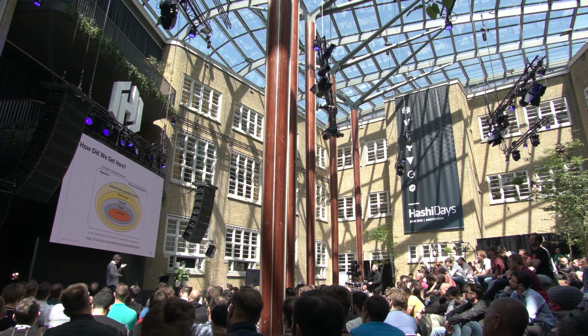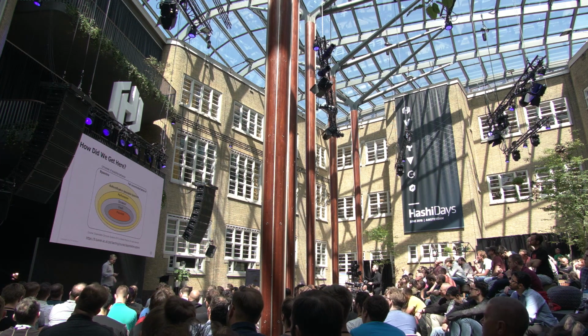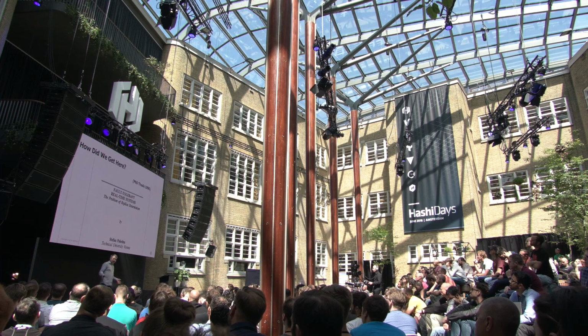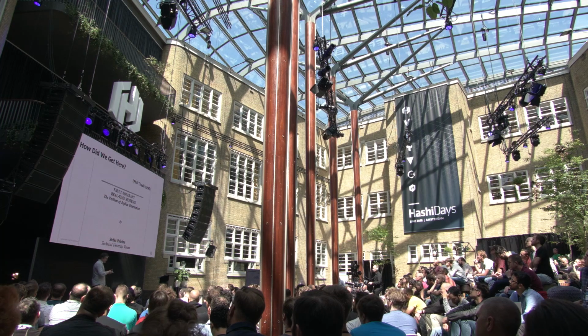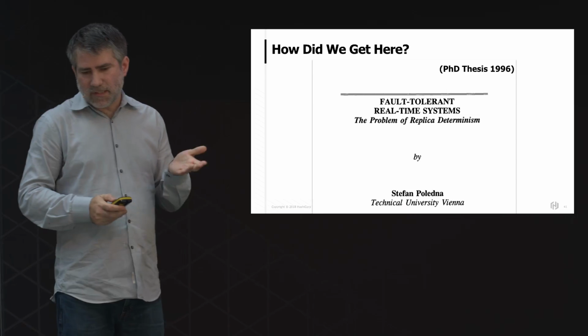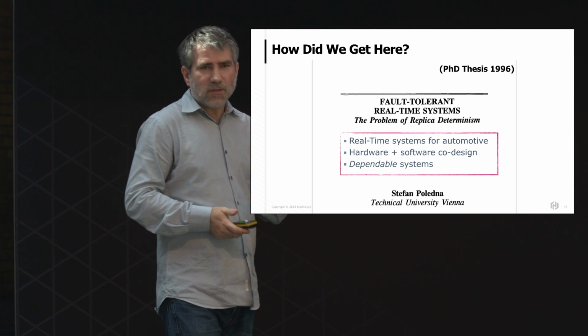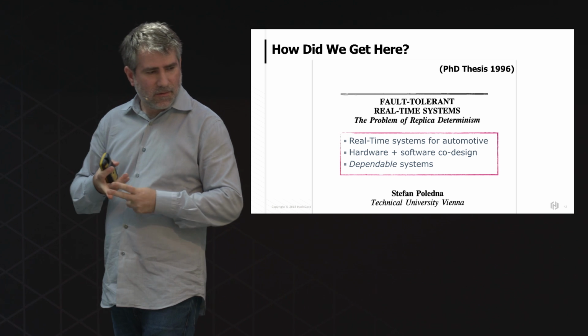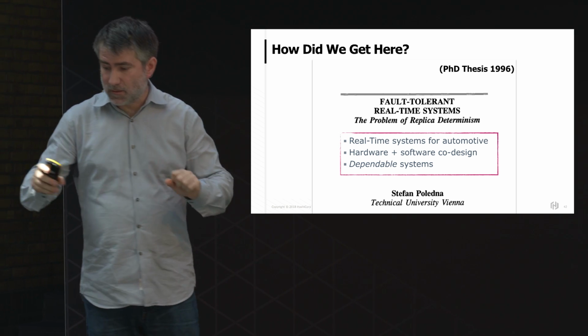And I told you about Stefan's course, and the link is on Twitter. He's actually been teaching this course for 20 years. It's based on his PhD thesis, which you can buy as a book. And what community is he in? He's doing real-time systems for automotive. He's doing hardware and software co-design. He's trying to build dependable systems.